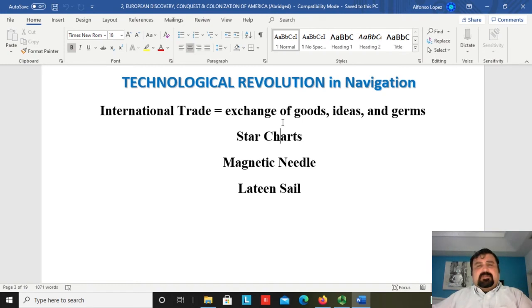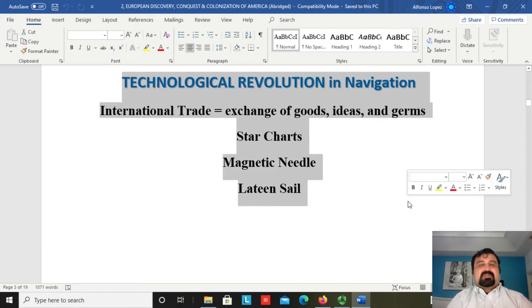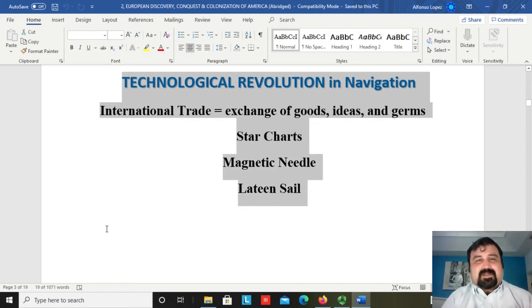Now, this commercial revolution is going to be greatly accelerated with a technological revolution that is beginning to take place in the 13 and 1400s. And this technological revolution is going to start taking place in terms of the navigation systems. They're going to be improved, massively improved in places like Portugal.